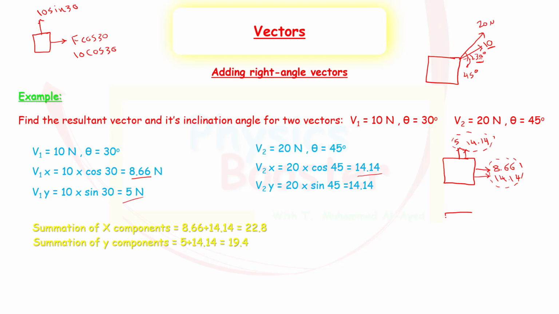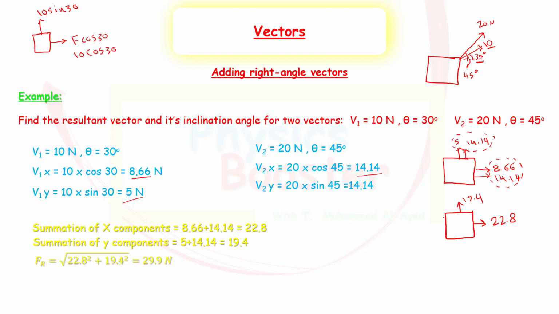So let's graph it one more time. This is equal to 22.8, and this is equal to 19.4. So again, we went back to having two vectors with a 90-degree angle between them. And how do we solve it? How do we find the resultant vector for these two vectors? Simply, we will find the magnitude by using the Pythagorean theorem. So it's 22.8 squared plus 19.4 squared, and we will get an answer equal to 29.9 newtons.